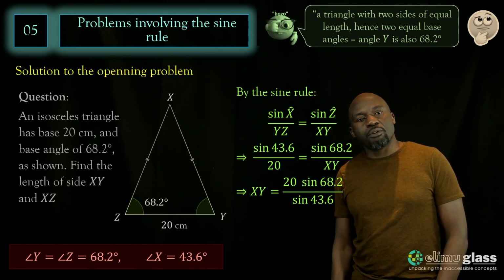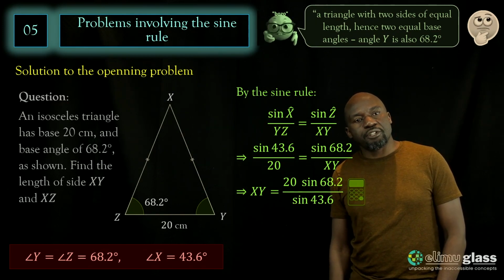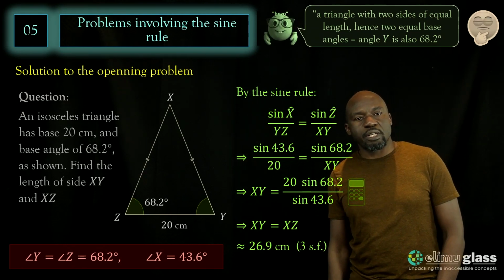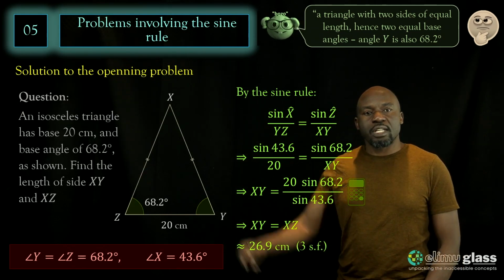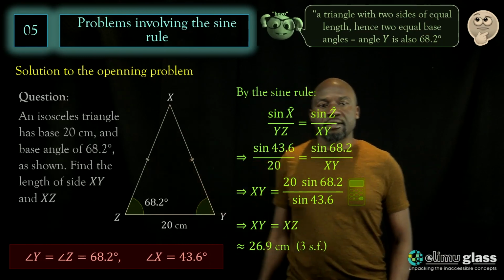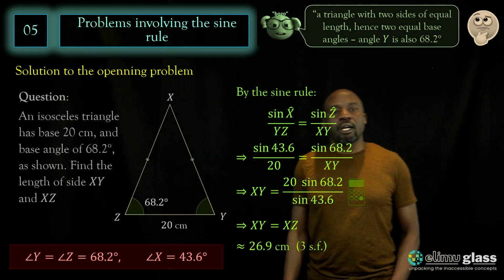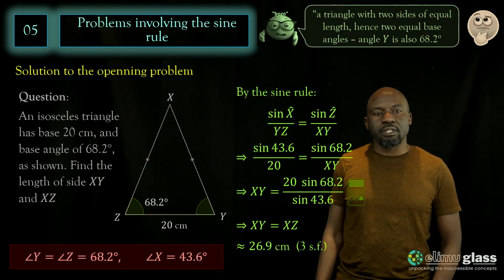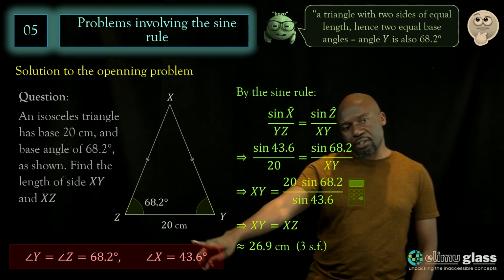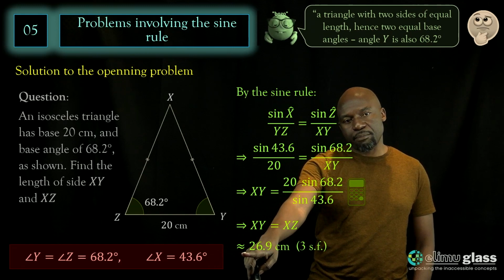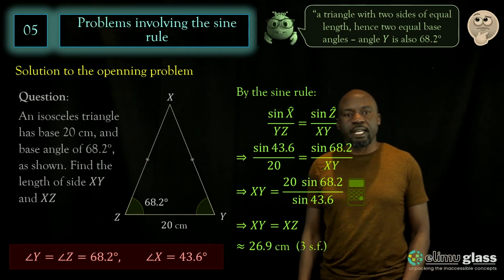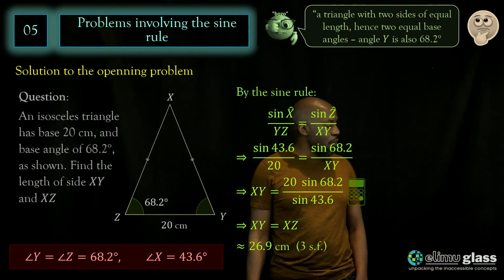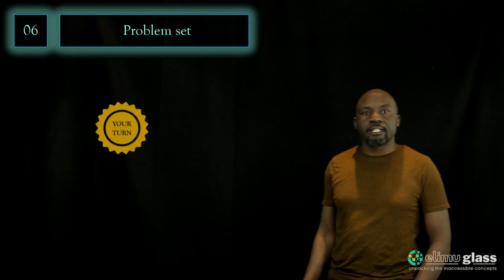All right, pump that into your calculator, and we should get the length of side xy as 26.9. Because xy and xz are equal, xz is also 26.9 centimeters. And that is to three significant figures. Notice the use of that symbol there. It's important, especially for IAs and in questions like this. I'm going to hope that we've understood this.